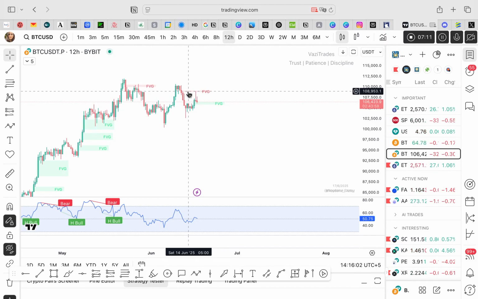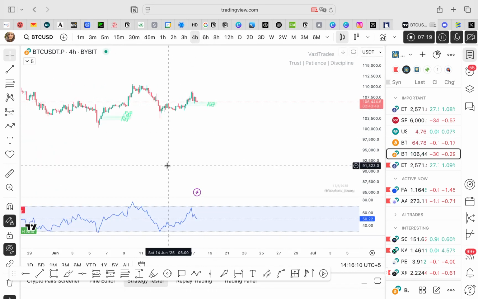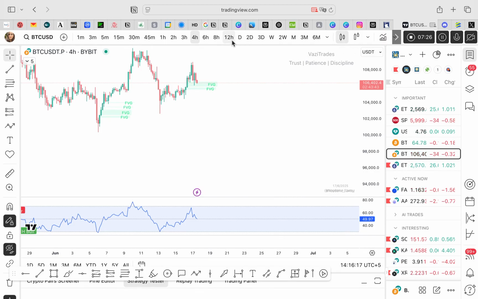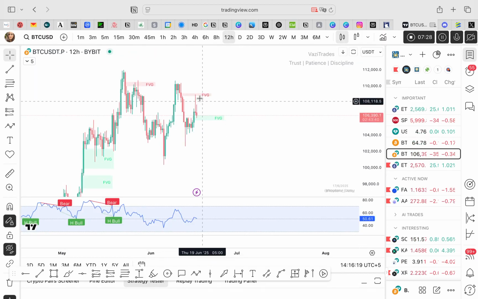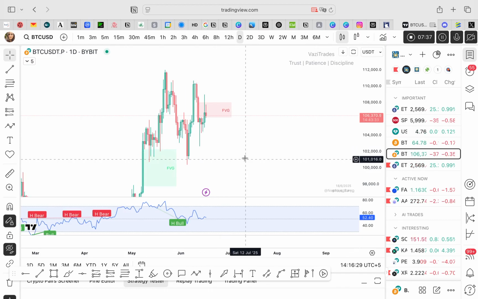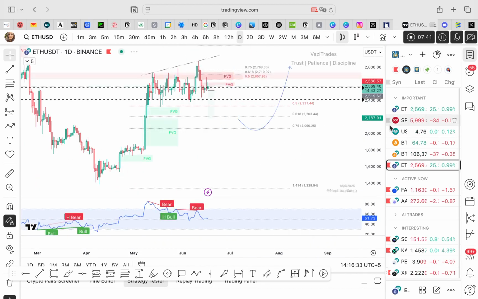Also 12-hour rejected from 12 FVG. I just don't see any obvious bearish divergence, but just from the price action itself, the way it's rejecting, this candle close pattern tells about the downtrend continuation. Then let's go to Ethereum.